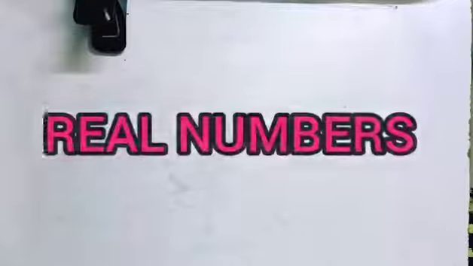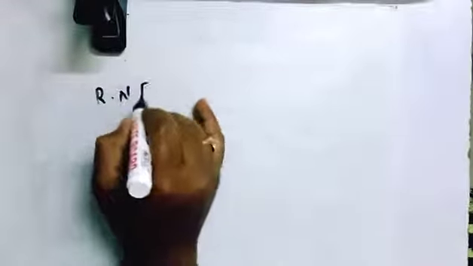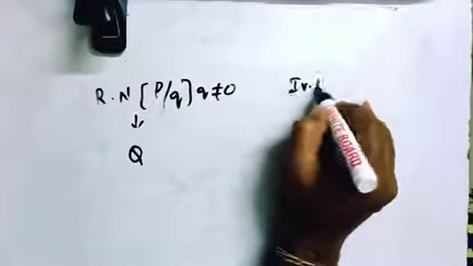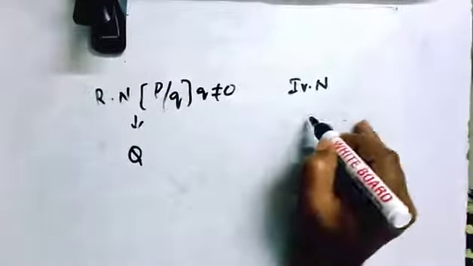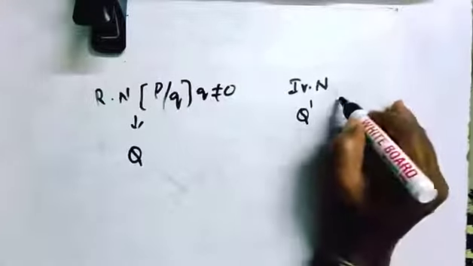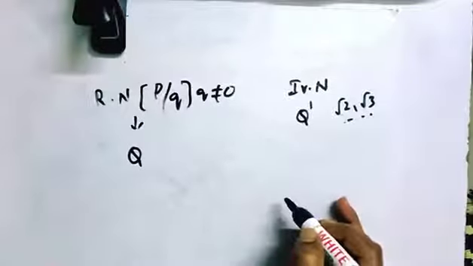I will now explain about real numbers and problems in exercise 1.3. So far we discussed rational and irrational numbers. Rational numbers are the numbers which can be written in the form p by q, where q is not equal to 0, and this set is denoted by Q. Irrational numbers are those which cannot be represented in the form p by q. The set is denoted by Q dash. For example, root 2 and root 3 are irrational numbers.